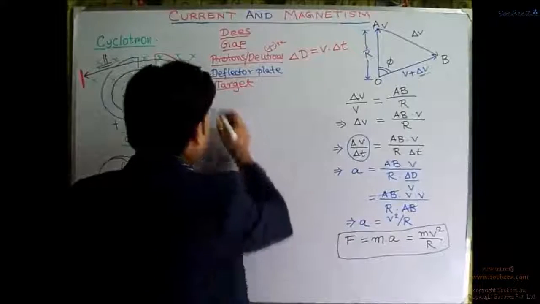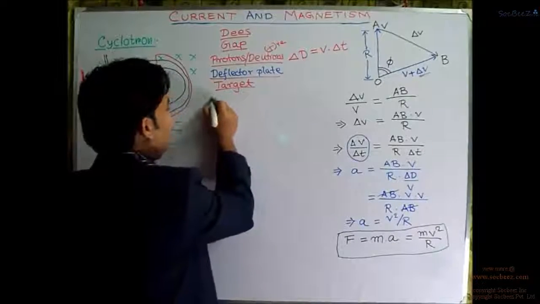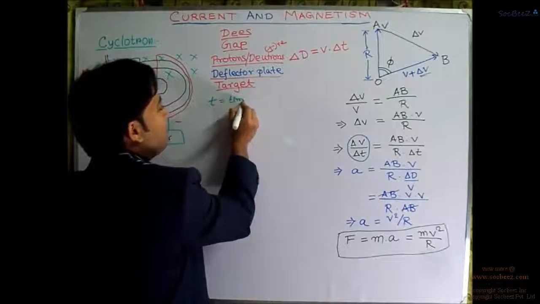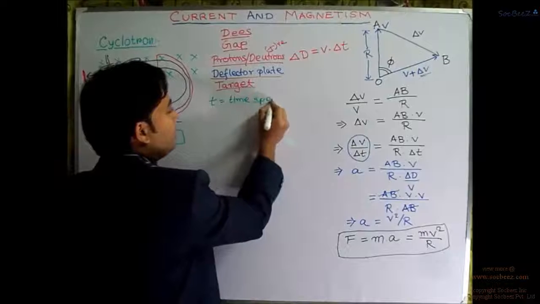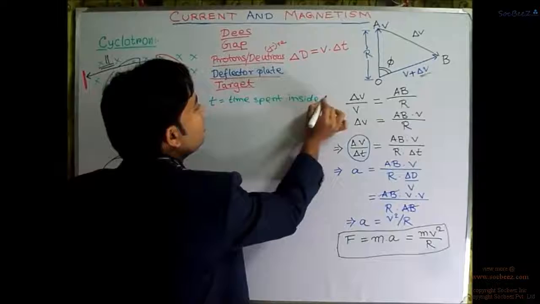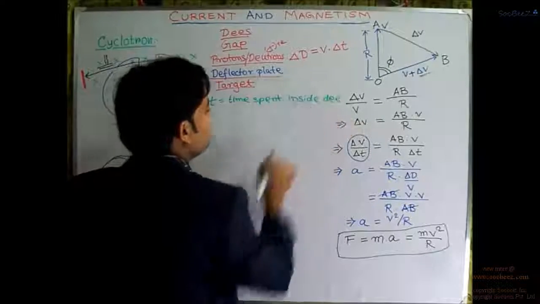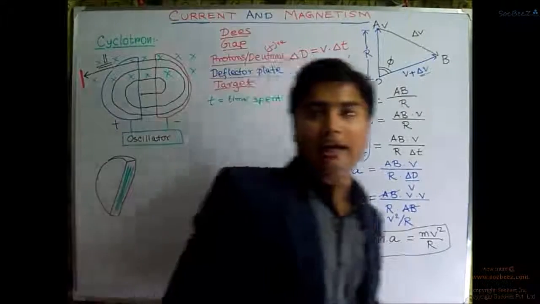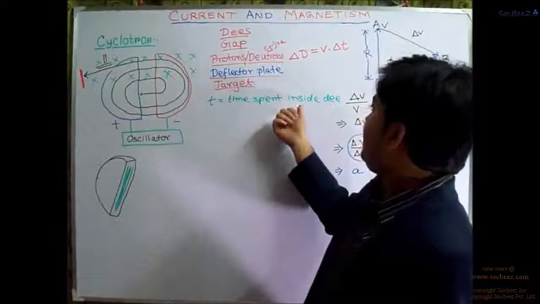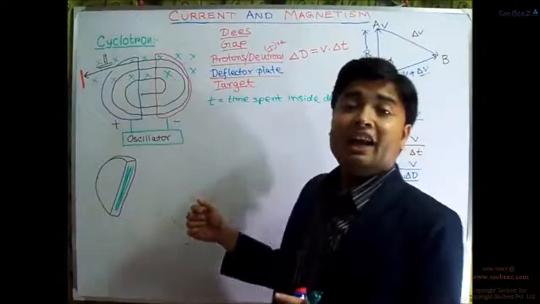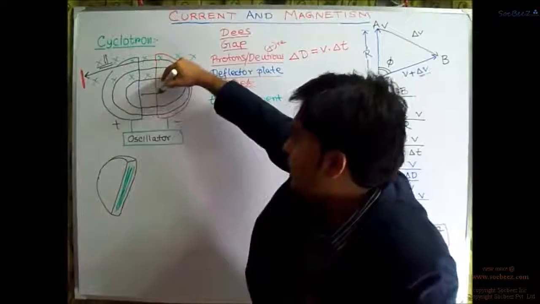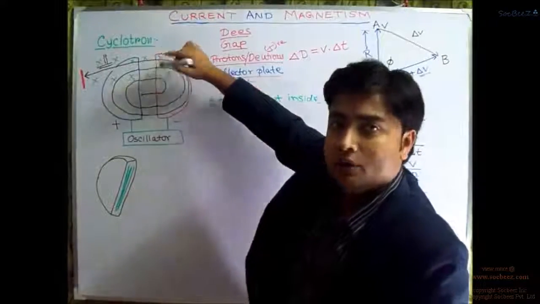If, say for example, t is equal to the time spent inside D, not the entire time. So for example, if this is the time spent inside D in one revolution, like in this over here, this is 1 D, right?